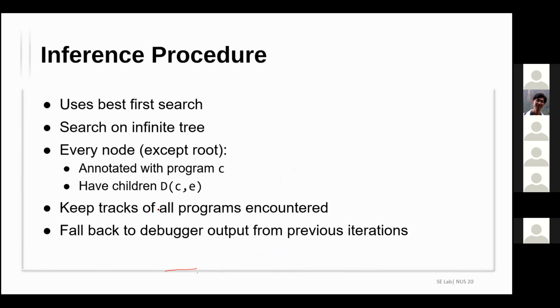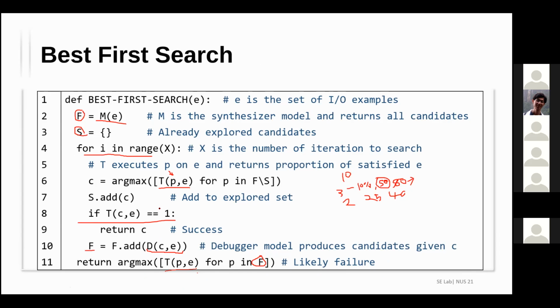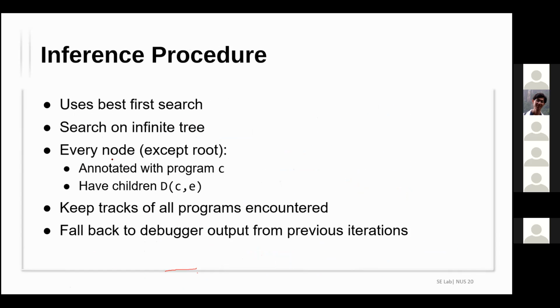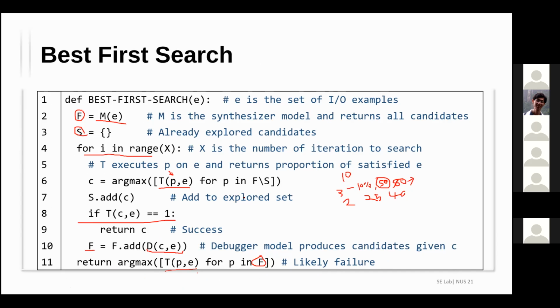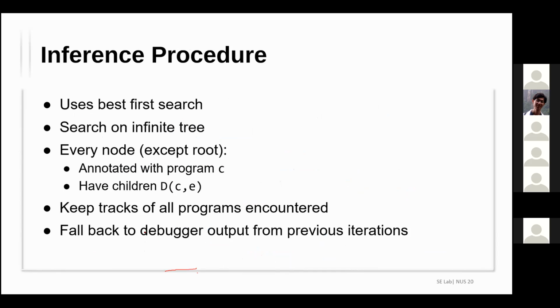Okay, that's quite straightforward. Yeah, it's a very straightforward algorithm. So the idea is that this is just an infinite tree. So there's an infinite number of candidates that can be generated, and every node is the program itself and its children, which is generated by the debugger. So yeah, we can see how it works.